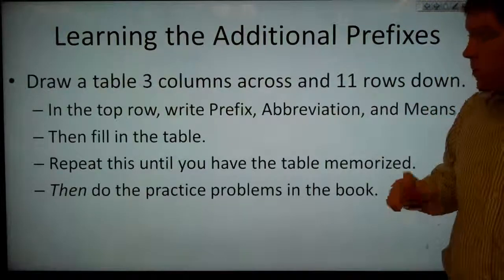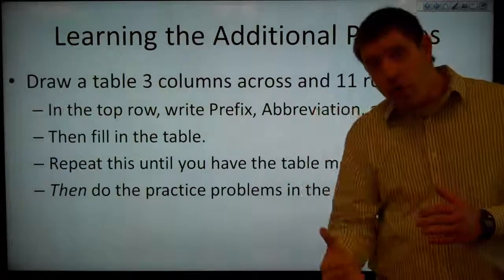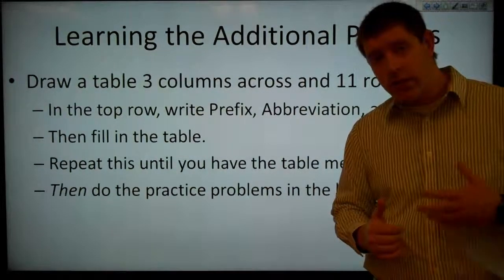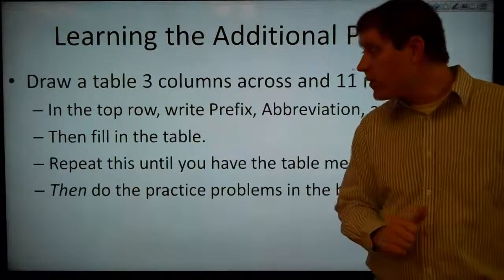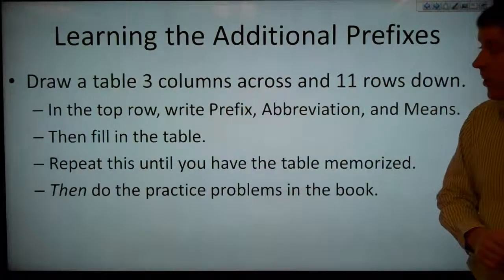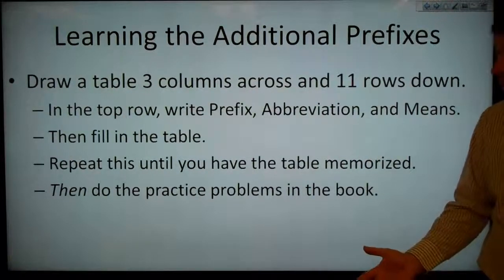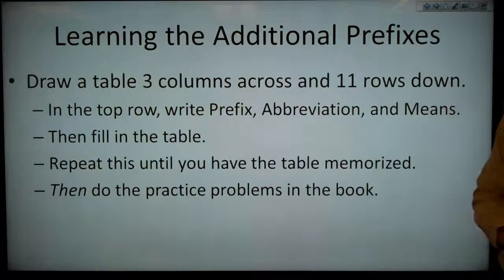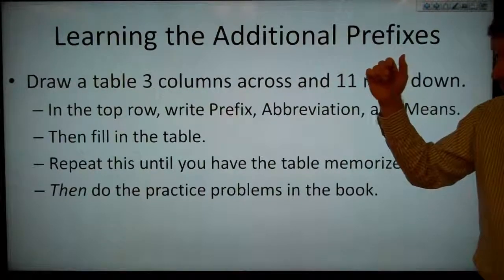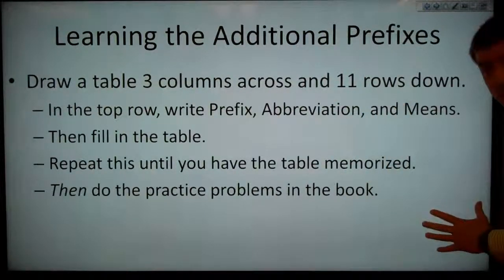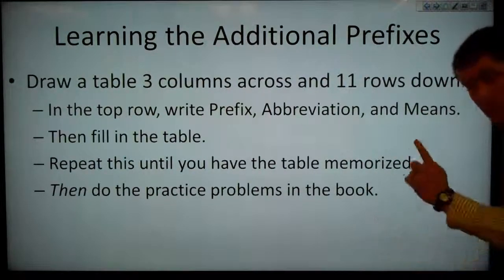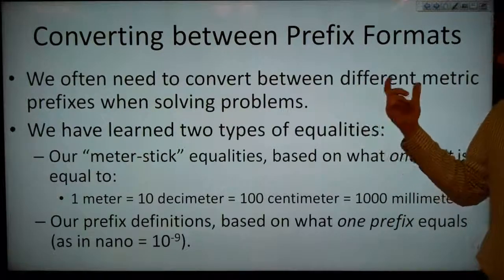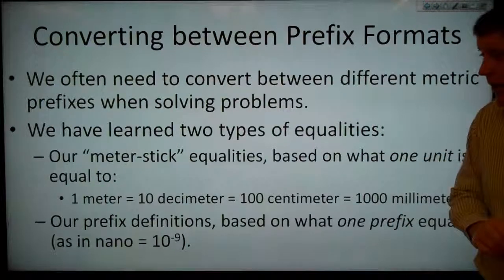So if you can remember the order of the prefixes, that can then help you fill in the equalities or the exponential terms that go with each of the prefixes. So draw a table 3 columns across and 11 rows down, and then in the top row write prefix, in one column abbreviation, in another column and means in the third column, and then fill in the table. And repeat this until you have the table of prefixes memorized, and then, and only then, do the practice problems in the book.